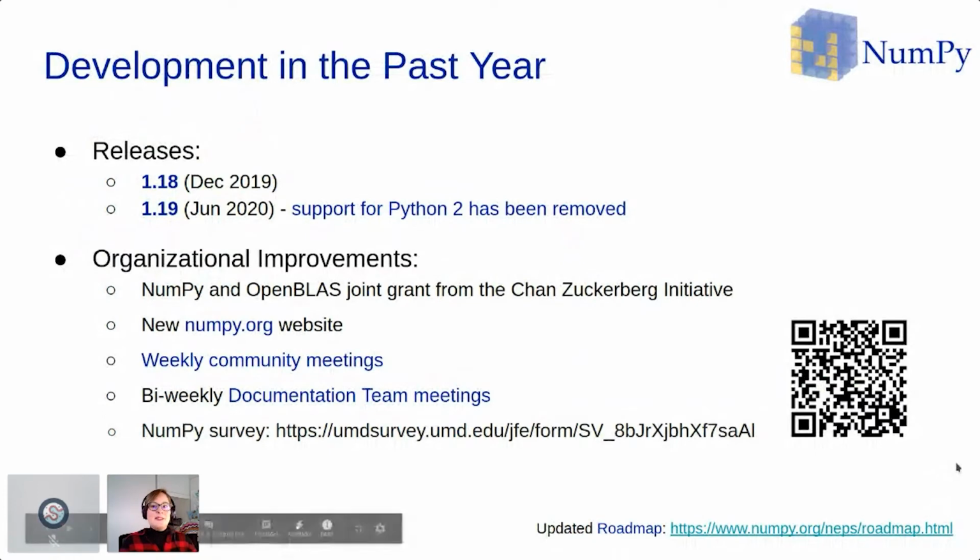There have also been some organizational improvements for NumPy. Together with OpenBLAS, we have received a grant from the Chan Zuckerberg Initiative, which has allowed us to do some maintenance and community building work. A brand new website has been released. If you haven't checked it out, you can do so. We are having weekly community meetings and bi-weekly documentation team meetings. And we've had a good number of people show up for those meetings, which is great. It's a great way to improve our community.